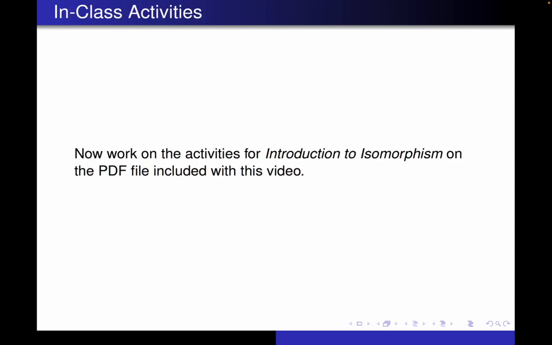So now see if you can apply some of these ideas on the activities. The name of the PDF file is called Introduction to Isomorphism.